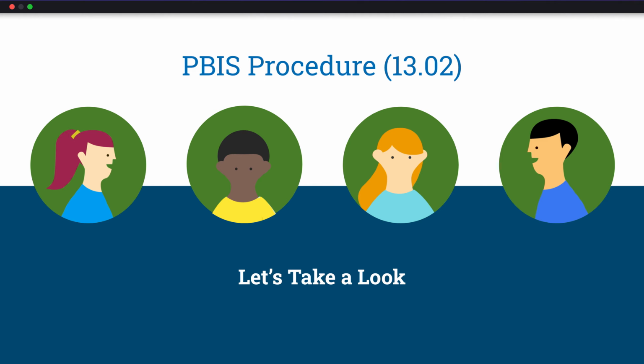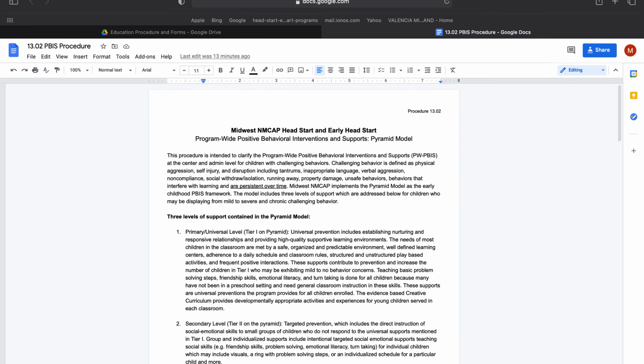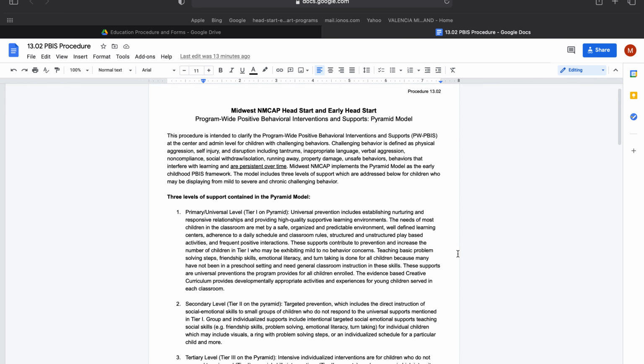Now that we've just reviewed the 3 tiers in the pyramid model, let's take a look at the agency procedure, or the PBIS procedure, for the pyramid model. This is procedure 13.02 in your education forms folder on the drive. Procedure 13.02 is the program-wide positive behavior interventions and supports procedure.